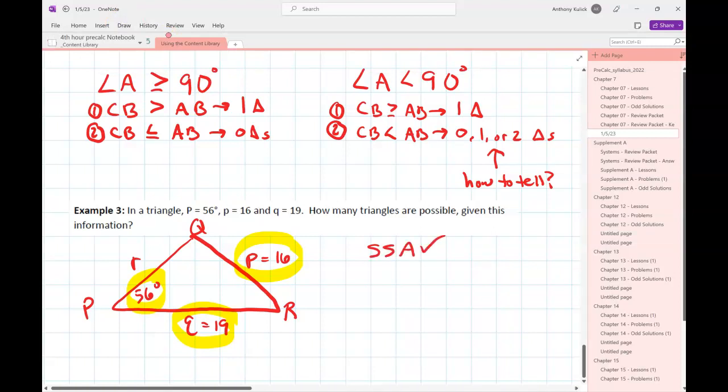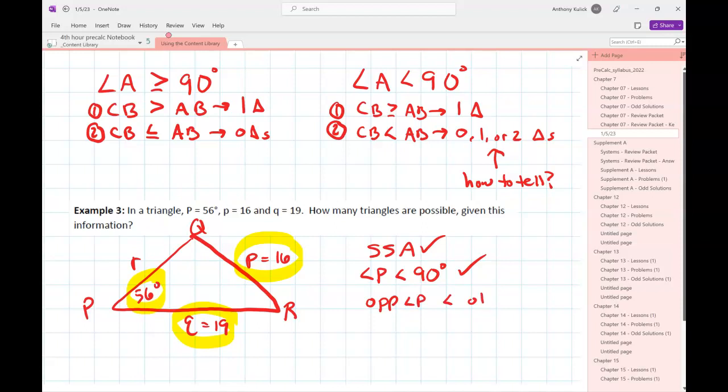And I noticed that angle P is acute. And I notice that the side opposite angle P is shorter than the other side. This is my ambiguous case. That's what we call this, specifically this situation.